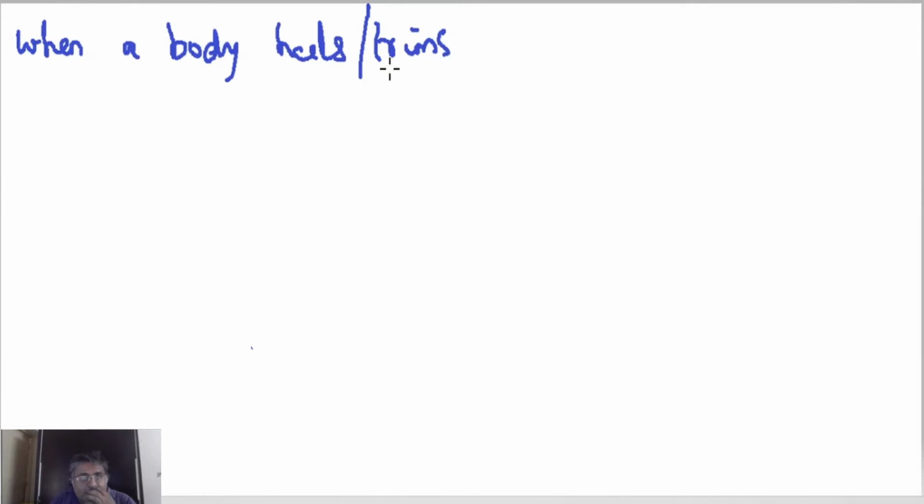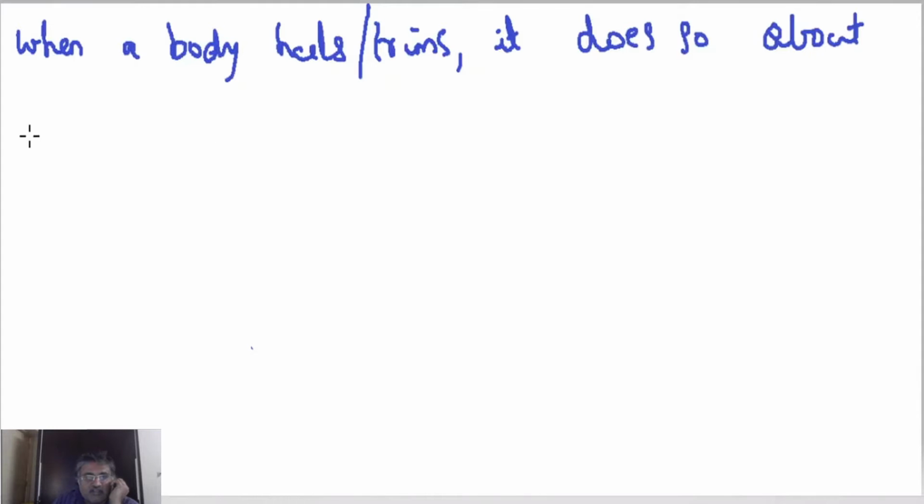You remember what is trimming? We have talked only about heel, but I'm just extending it for trimming also, which we'll come to later. Right now we have just proved it for heeling, but it's true for trimming also. When a body heels or trims, it does so about the centroid of the water plane area.